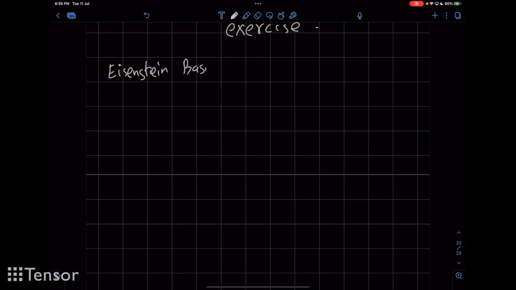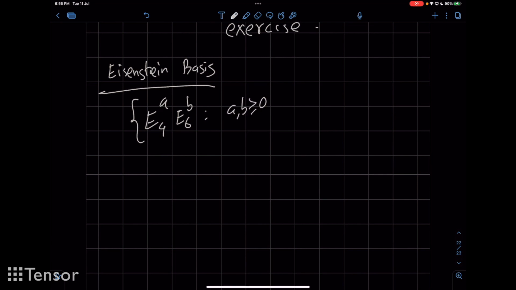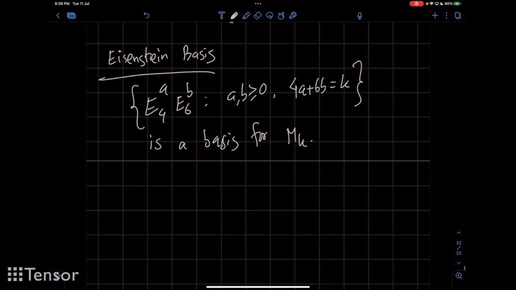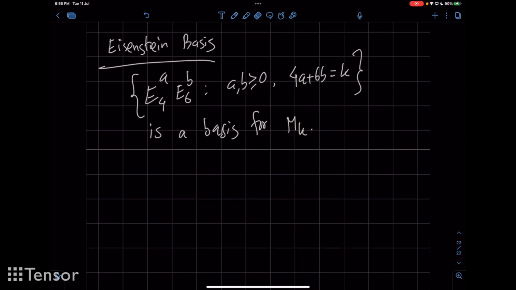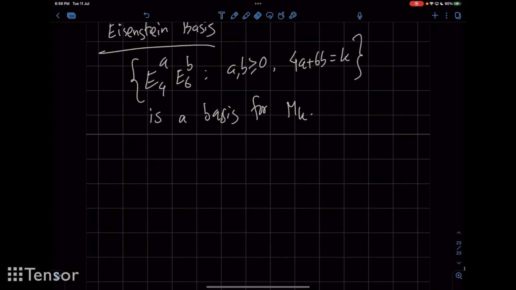Eisenstein basis. What is the Eisenstein basis? It says that if we form the set E4 to the a, E6 to the b, where a and b are non-negative integers and 4a plus 6b is k, then this is a basis for M_k. That is, all the modular forms of weight k are just linear combinations of these modular forms. The proof is actually really simple.